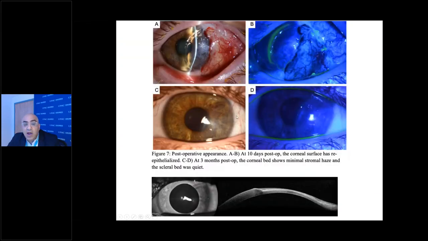And what you see over 2 or 3 months is a nice healed cornea, and the dermoid is completely gone. And this is just showing that the area where the dermoid was removed has partially filled nicely with the SLET that we did. Okay.